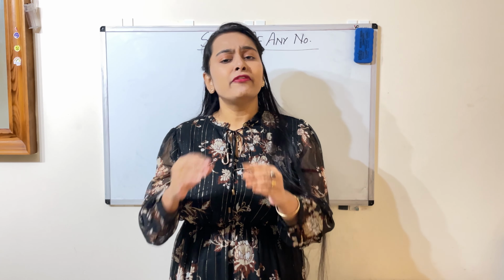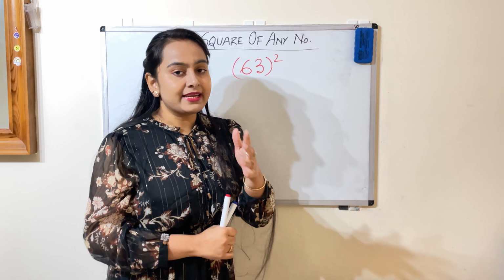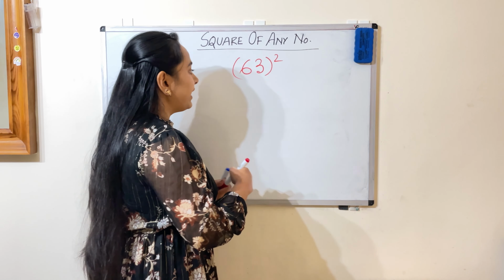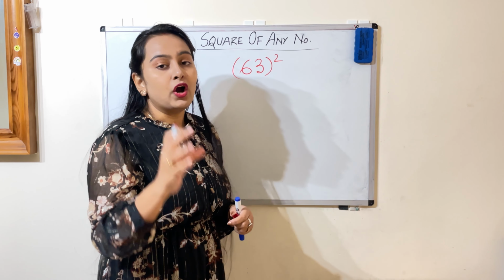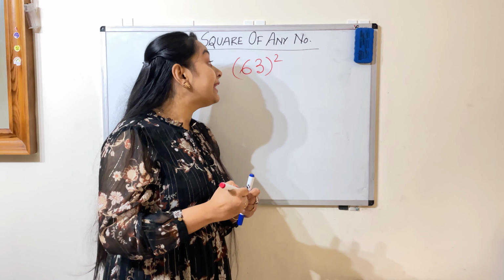We have to find out the square of 63, right? So how can we find 63 square? We have to add a particular digit or number to it to make the nearest 10, right? So if we add 7 to it, it will become 70, and that is the nearest 10. So we have to add some number to the given one to make a nearest 10.